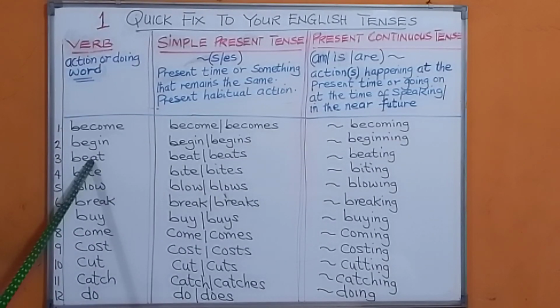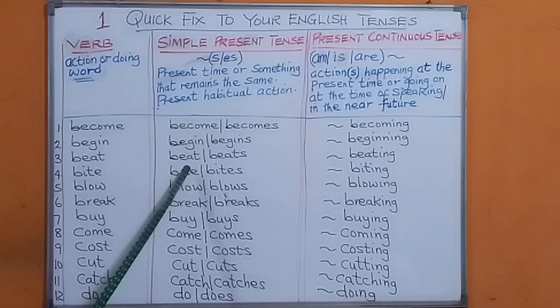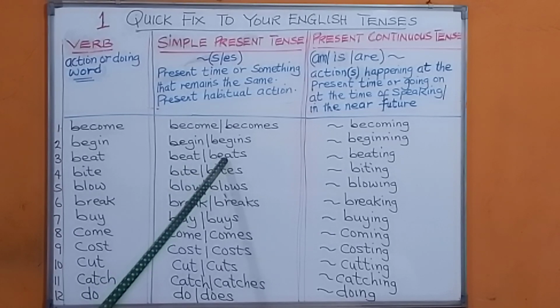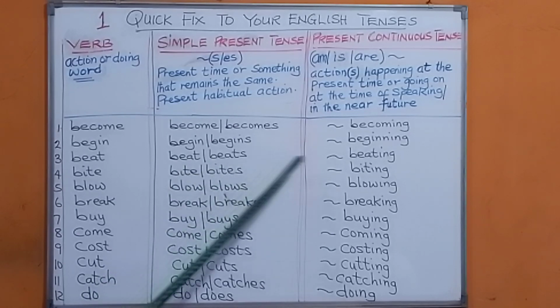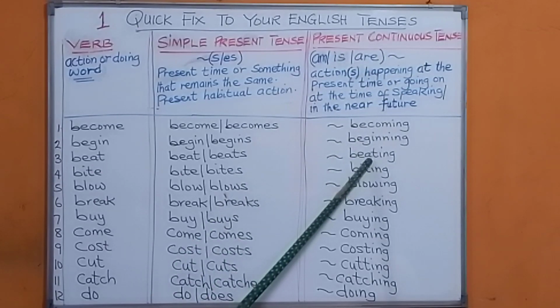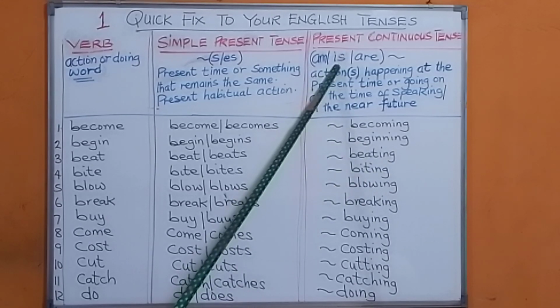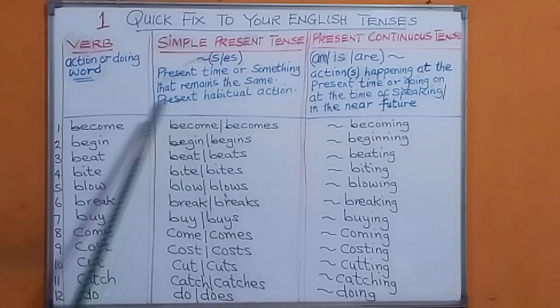Number 3, beat. If present simple, simple present tense, it is beat. Plural, we beat. If it's one, you say she beats. Lamin beats. If you come to present continuous, it's going to be beating, ing, beating. I am beating, she is beating, we are beating.